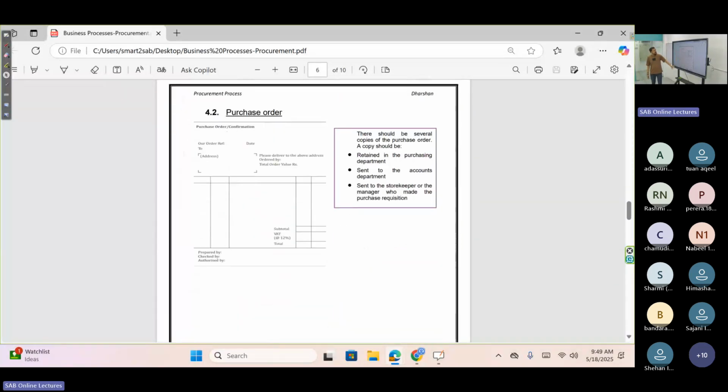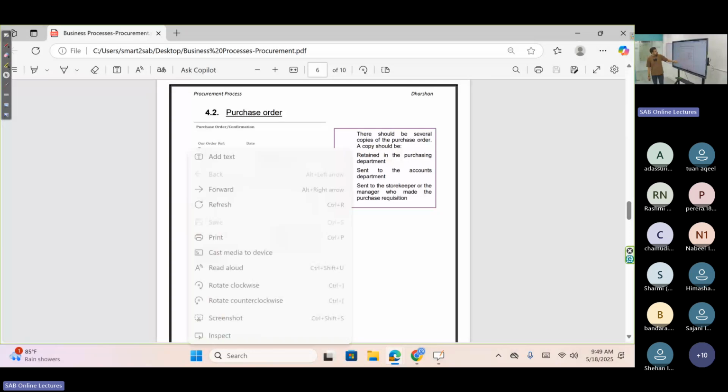After PR, the next document is PO, purchase order. This is the confirmation of purchase. This must be sent by the purchasing department. This also must be approved by an authorized person. Mainly the purchasing department: purchase order confirmation, order reference, date, delivery address. Sometimes head office, store delivery address. So the delivery address, items, quantity, and description must be included here.